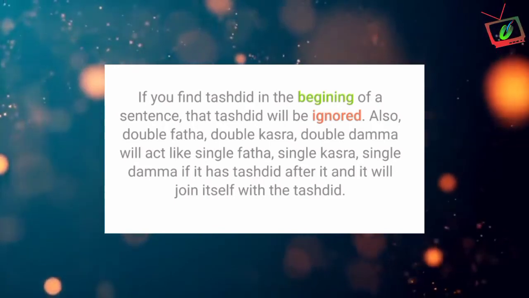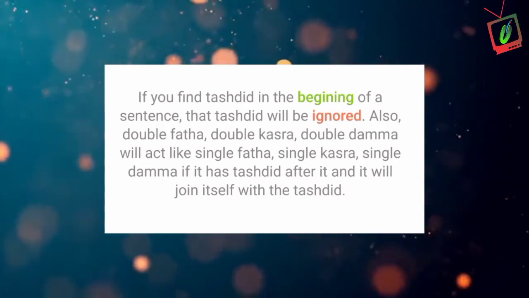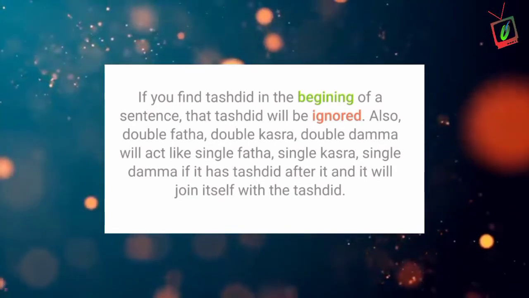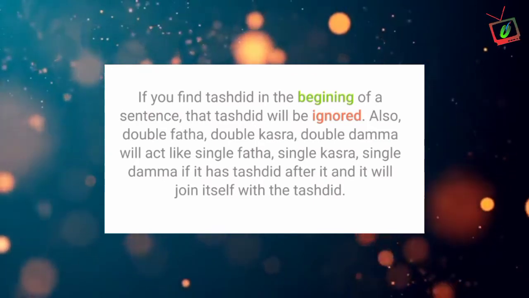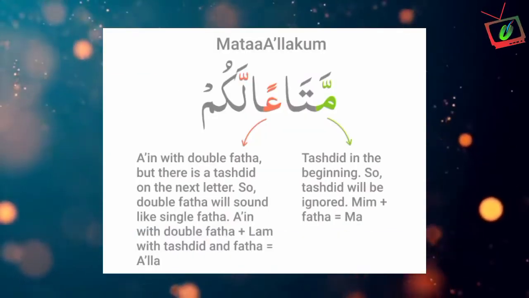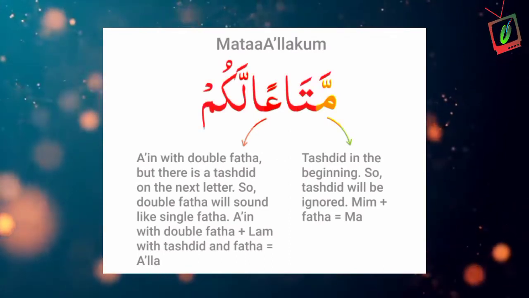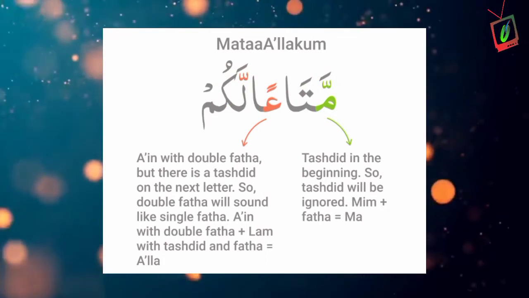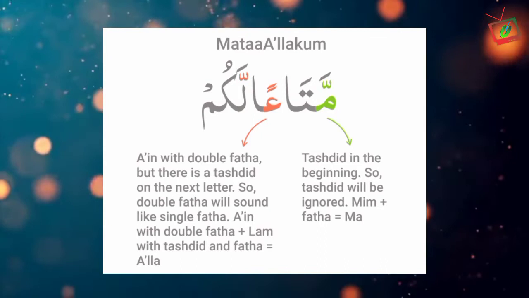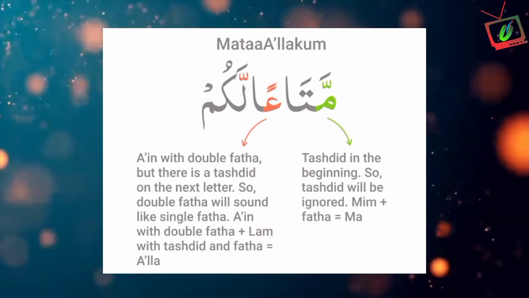Also, double Fataha, double Kesra, and double Dhamma will act like single Fataha, single Kesra, and single Dhamma if it has tashdid after it, and it will join itself with the tashdid. For instance, in this word Mata'allakum, as for the mim which has tashdid in the beginning, so tashdid will be ignored. It will now be mim fataha ma.